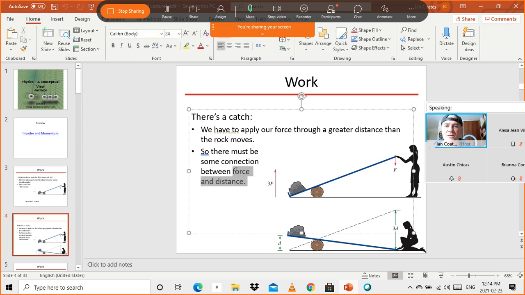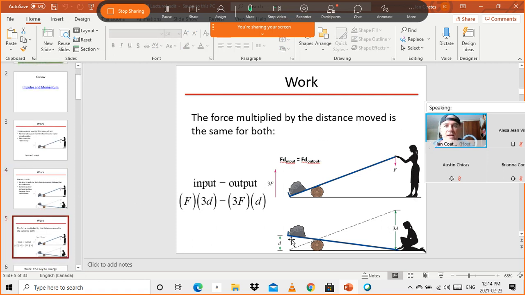Okay, so basically what we're saying here is that there must be a connection between force and distance, because we're lifting the rock this much. So either I break my back and I lift it on this side here, or I use a lever and I use 1/3 of the force, but 3 times the distance. Okay, so what do we got here now? The force multiplied by the distance moved is the same for both. And you have a look here. On the right side here, we've got 3 times the distance. There's my input. You've got the force, and 3 times the distance is equal to 3 times the force, which is what the rock really is, times the distance there of 1 unit that you want to move it. So the force is equal to the force. Input always equals the output. Always, always, always.